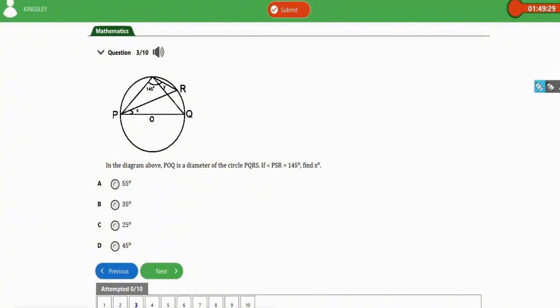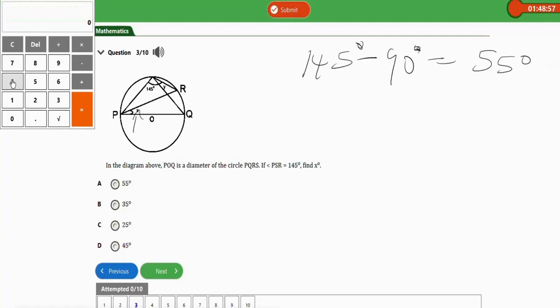For this particular question, all you have to do to solve this problem is to subtract 90 degrees from 145 degrees. So 145 degrees minus 90 degrees. We are looking for the value of x here. When you subtract 90 degrees from 145 degrees, you're going to have an output of 55 degrees. That will basically be the answer to this question. Let's verify this calculation. Yeah, 55.